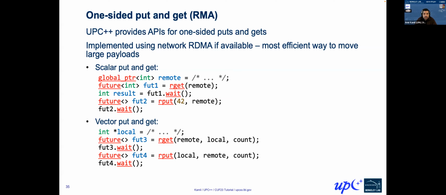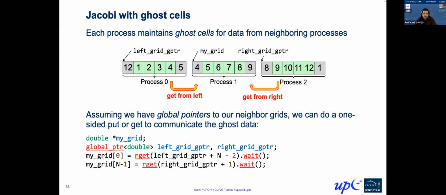All right, so let's take a look at how we might use them to do the boundary exchange in the 1D Jacobi algorithm. This is where we're going to make use of the ghost cells that we allocated in our grids. Those ghost cells are going to be the destination of our transfers.